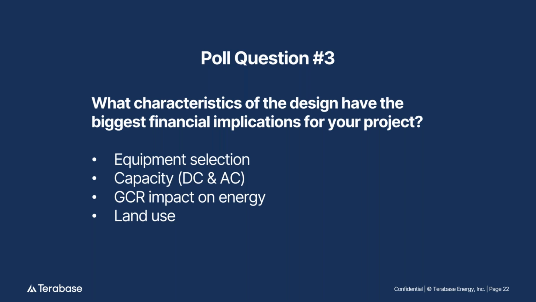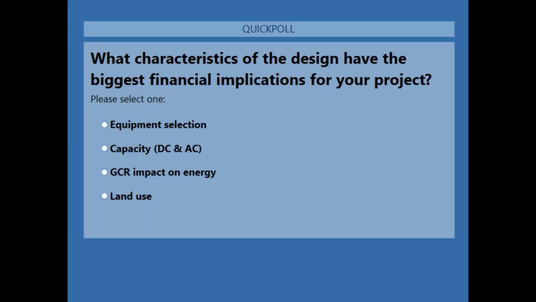with poll question number 3. So, what characteristics of the design have the biggest financial implications for your project? So what do you think? Is it the equipment selection, modules and inverters, or racking configuration, your capacity, be it DC or AC capacity, your ground coverage ratio, impact on energy, or just maximizing your land usage? If you please give us your answers there and let us know what you think.